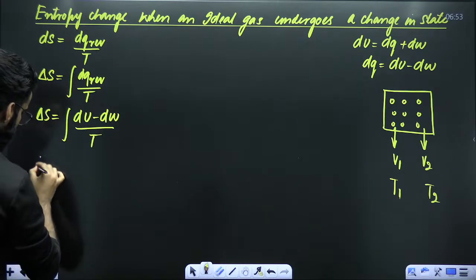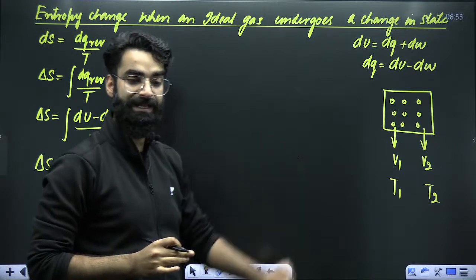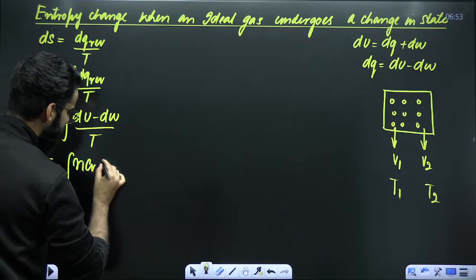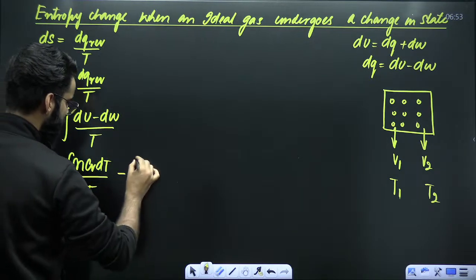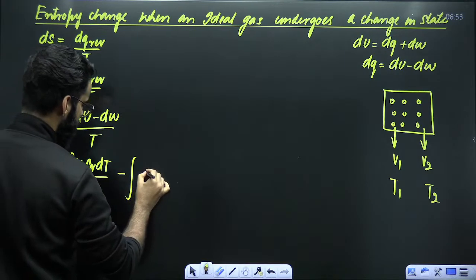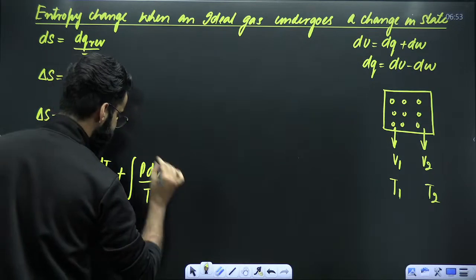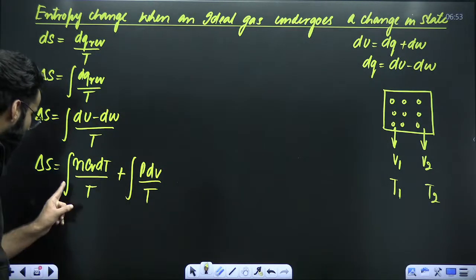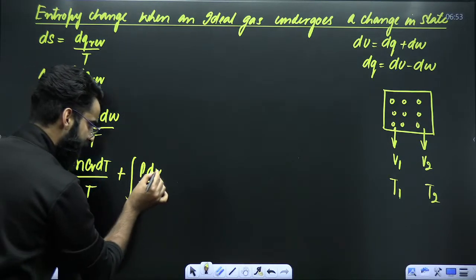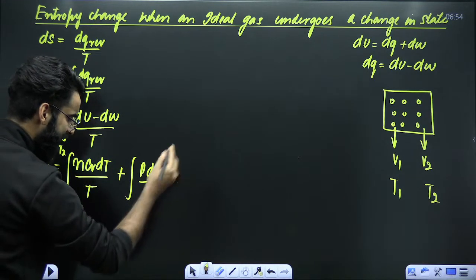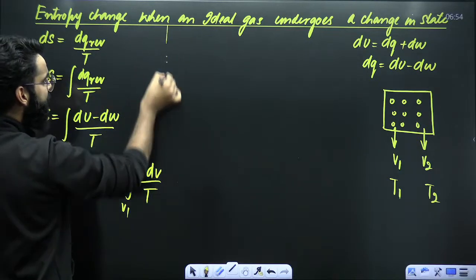Divided by what? Divided by temperature. So I'll say delta S is equal to integral. What is dU? Small change in internal energy for the ideal gas. So dU is nothing but nCv dT divided by temperature. There is a minus sign in between. Integral of, what is dw? dw is minus PdV, so minus times minus gives plus. It is PdV divided by temperature. Now here you are integrating with respect to temperature, and temperature is changing from T1 to T2. Here you are integrating with respect to volume, and volume of the gas is changing from V1 to V2. Correct till here? I hope till here it's clear.